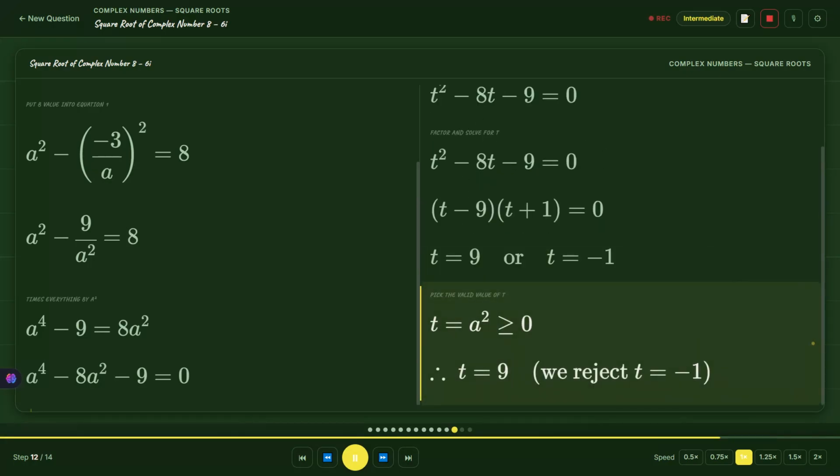Wait, t is the same as a squared, and when you square any real number, you can never get a negative answer. So t equals minus 1 is not possible. We keep t equals 9.